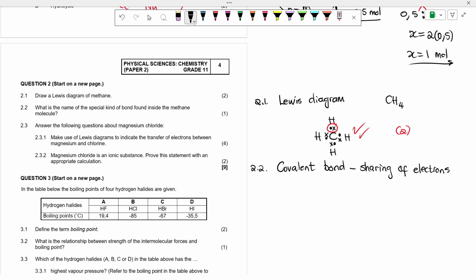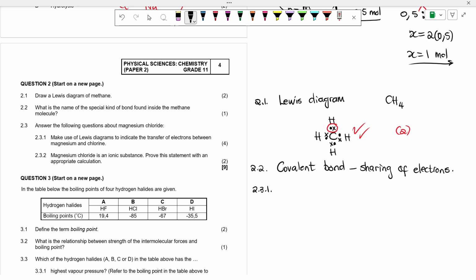Okay, we did a lot of examples on this in the video on intermolecular forces and chemical bonding. So everything is there, literally everything. A lot of work is on your side. To answer this question, you just needed to say covalent bond, and that's it. Okay.